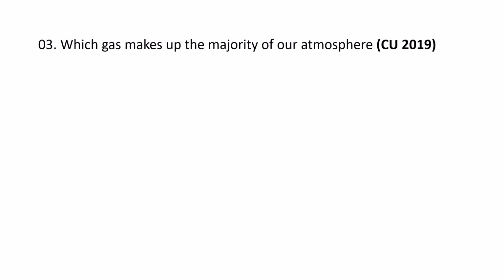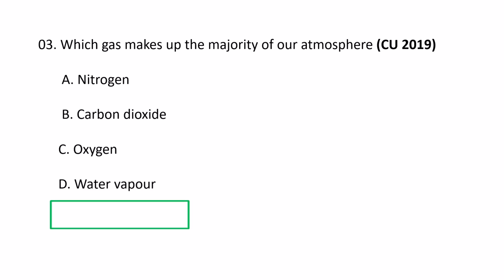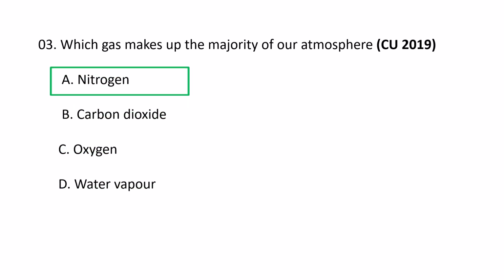Next question. Which gas makes up the majority of our atmosphere? A. Nitrogen, B. Carbon dioxide, C. Oxygen, and D. Water vapor. Obviously, nitrogen is the most abundant gas in the Earth's atmosphere, and it makes up approximately 78% of the atmosphere by volume.